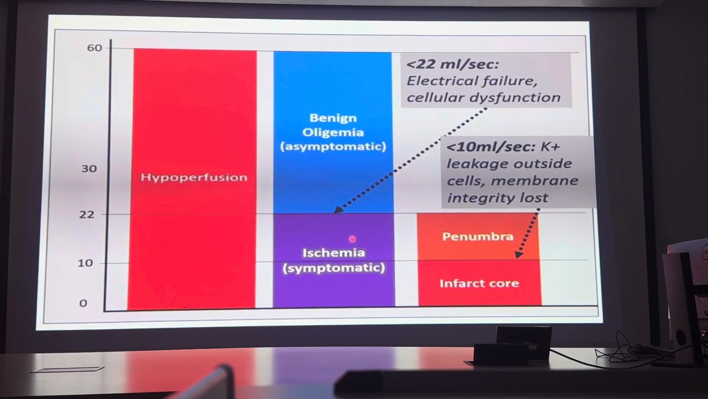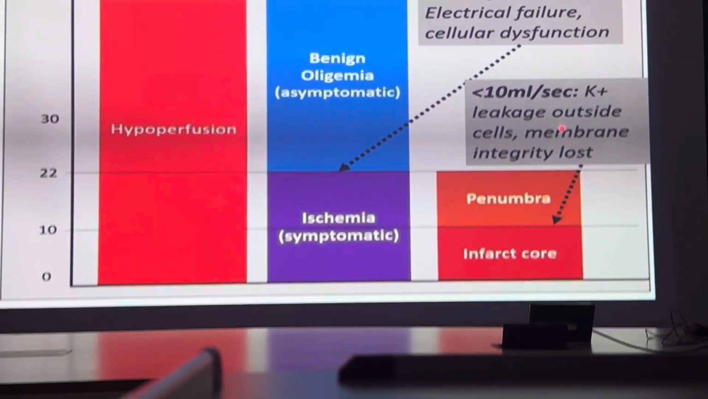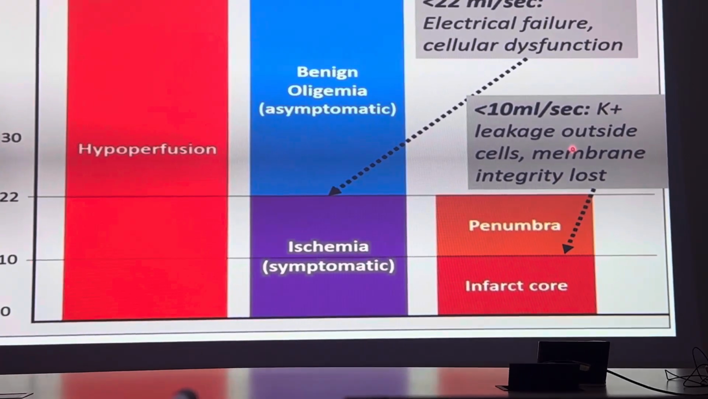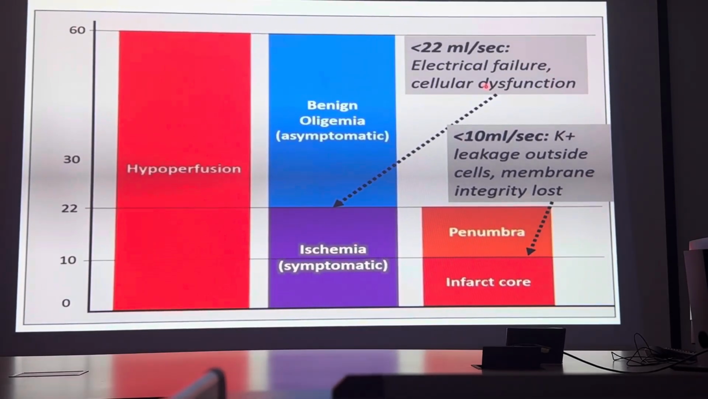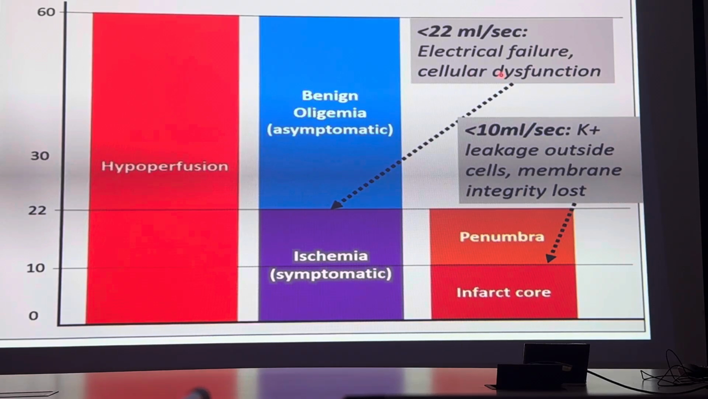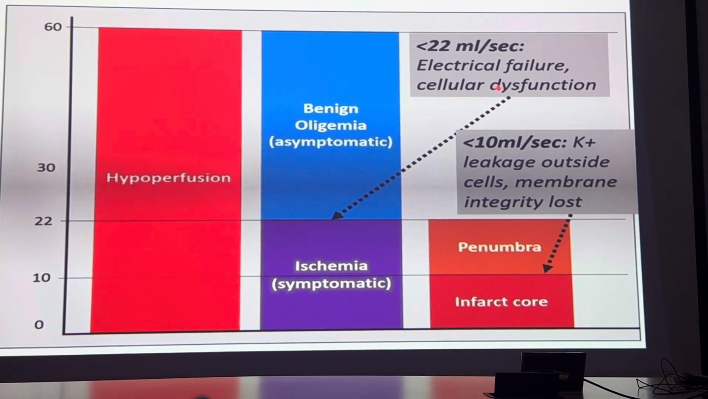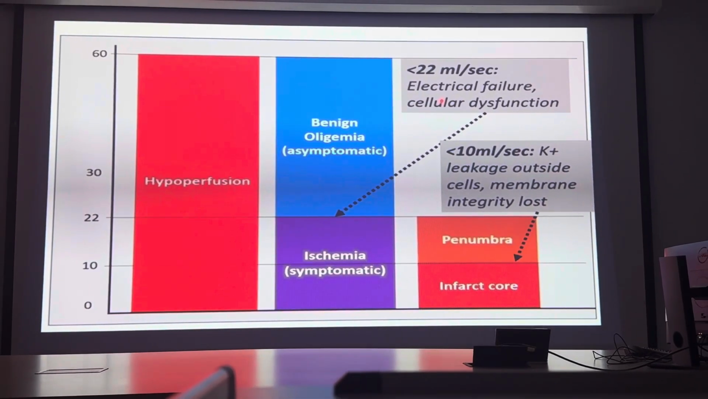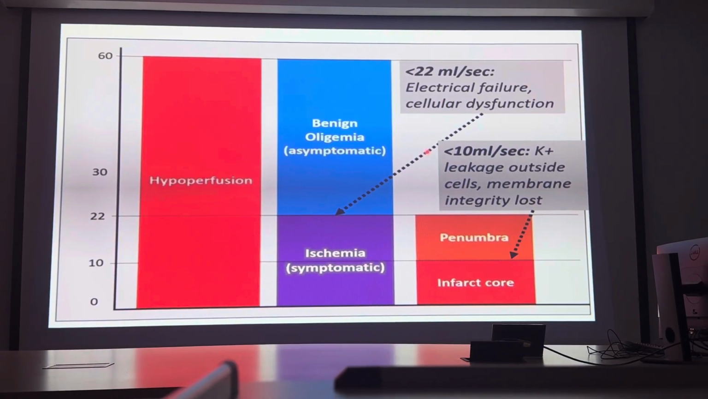According to the CBF values, let's again put the CBF value against the phase and the state of the brain. If the cerebral blood flow becomes obviously in the range of 22 to 12, this phase is called the penumbra phase, and here we start to have electrical failure of synapses and transmission of electrical brain function, and there will be an element of cellular dysfunction, and patients start to be symptomatic.